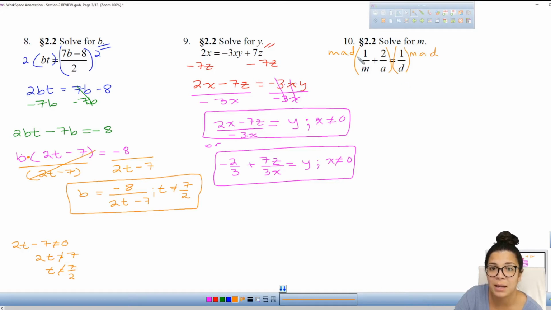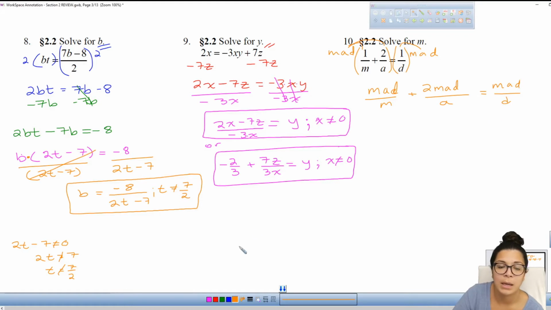So MAD times this fraction here would be MAD over m, and then MAD times 2 would be 2 times MAD over a, and then MAD times 1 would be MAD over d. Now m divided by m would cancel, a divided by a would cancel, and d divided by d would cancel. So we end up with AD plus 2MD equals MA.